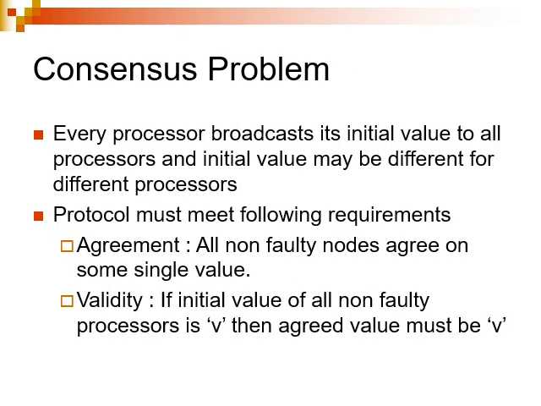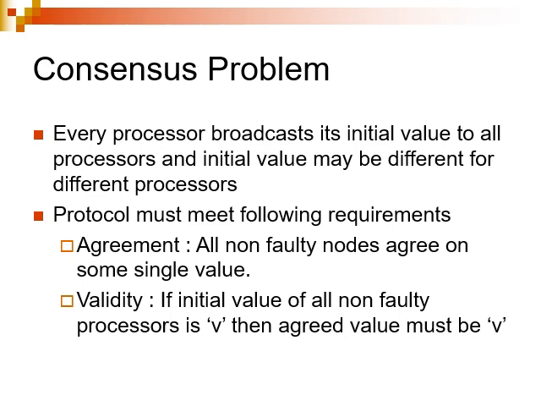What is the consensus problem that we are studying? We have already studied this problem, and we have discussed these consensus algorithms many times. Every processor will broadcast its initial value to all the processors, and the initial value may be different for different processors. This consensus protocol must meet the following requirements. The first requirement is agreement. All non-faulty nodes agree on some single value. Though the nodes have different values, all these nodes have to agree on some common, or single, value.